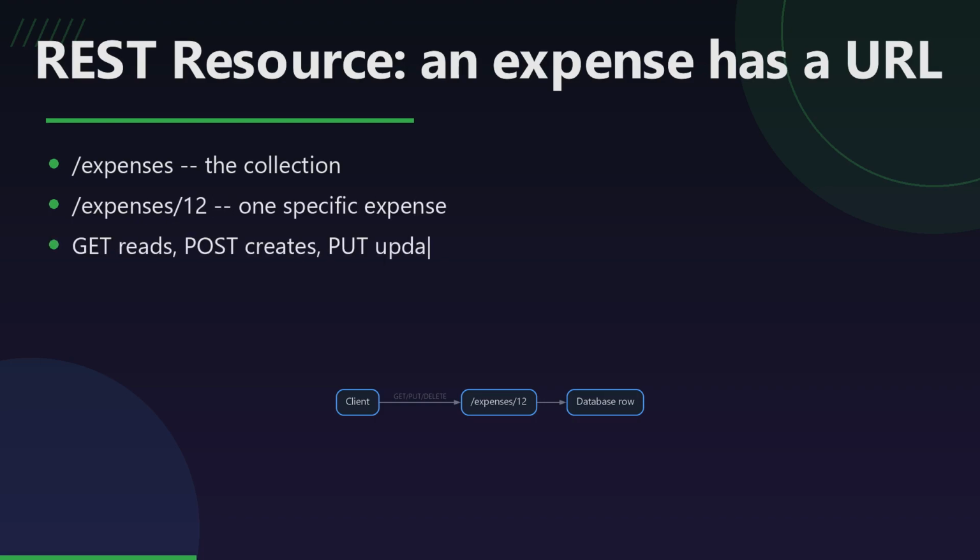Stop thinking in functions and start thinking in nouns. An expense is a thing with an address: /expenses/ its ID. The HTTP verb tells the server what to do to that address, instead of you writing get expense, delete expense, update expense as separate function names.